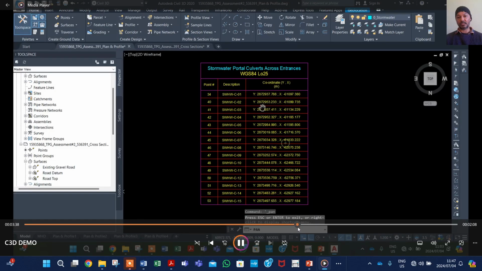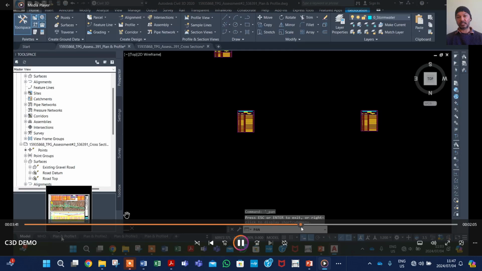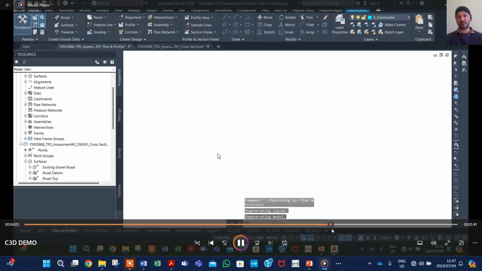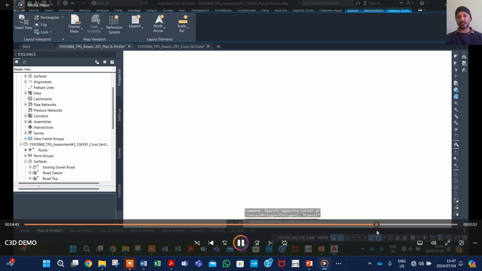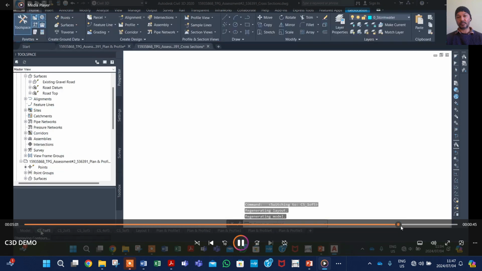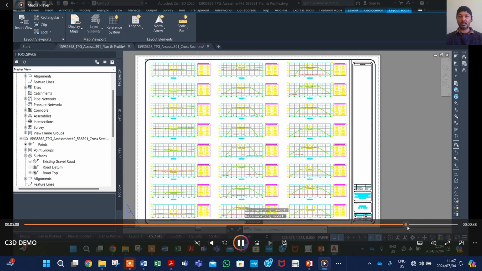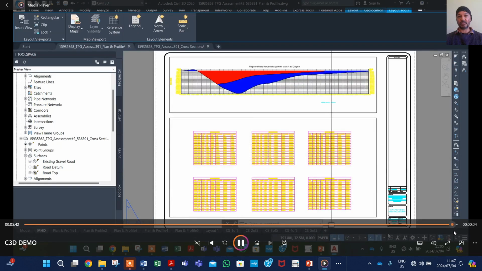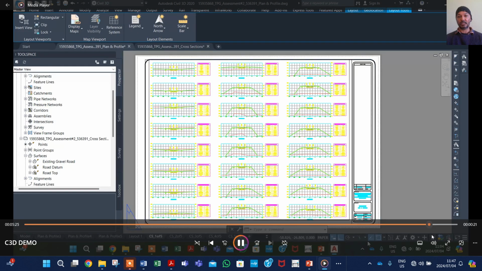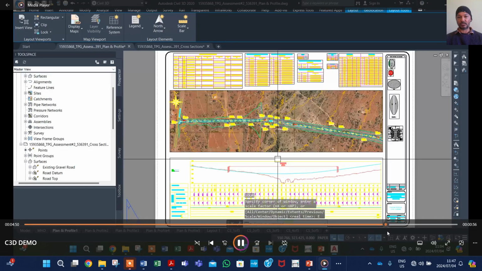I then generated setting out tables, and after that I proceeded to plot the drawings: the mass haul drawings, the cross sections, as well as the plans.